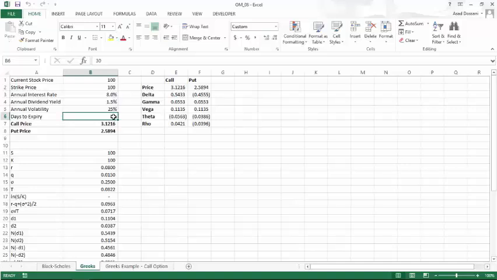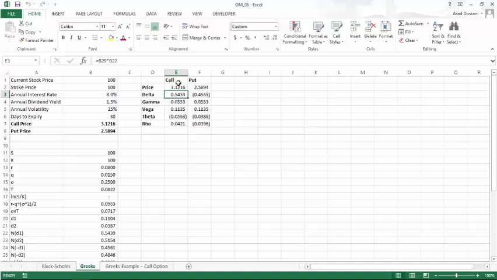Let's go through and understand what all these terms mean. So this is just the price. Delta is 0.54. And remember I told you at the money deltas are close to 0.5. It turns out for calls they're slightly above 0.5, and for puts they're slightly below 0.5.